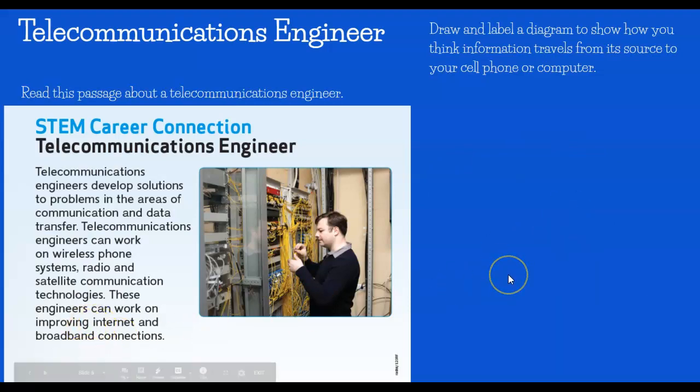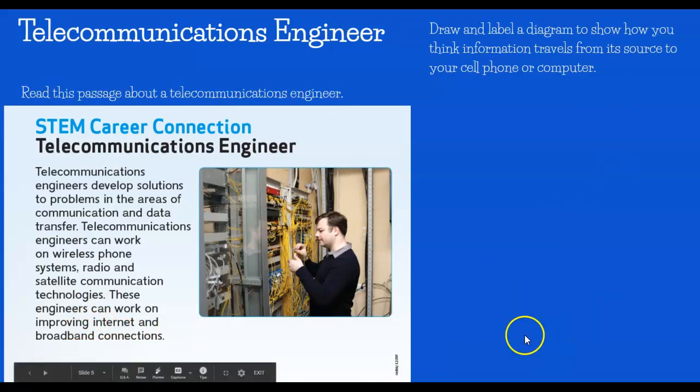All right, that ends our lesson for today. Make sure you put a picture of your diagram on Seesaw for your teachers to see. Great job today.